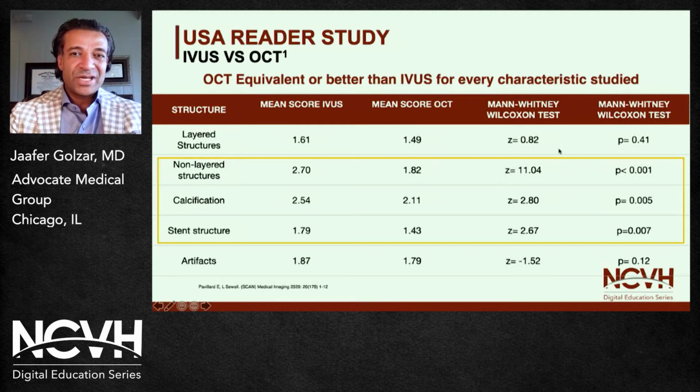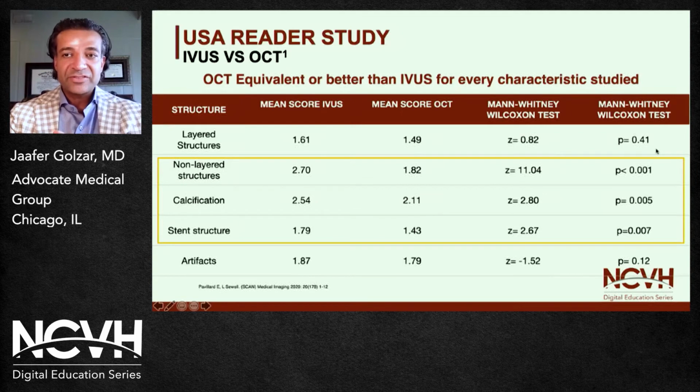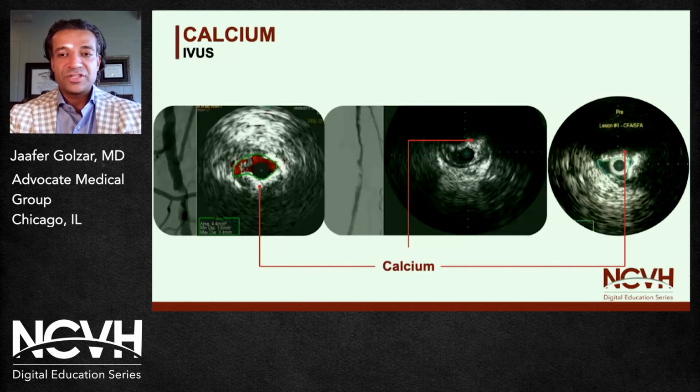So what did the SCAN study show in terms of layered structure? The difference between IVUS and OCT was not statistically significant in interpretation. Non-layered structures, meaning plaque, OCT was better at evaluating those, and this was statistically significant. In calcification, OCT was better, and stent struts, OCT better. Artifacts, no difference between intravascular ultrasound and OCT.